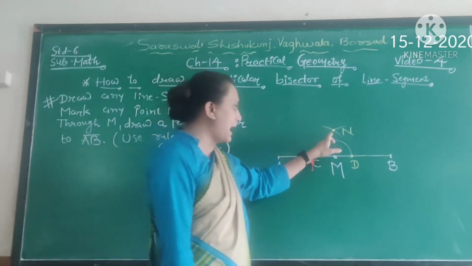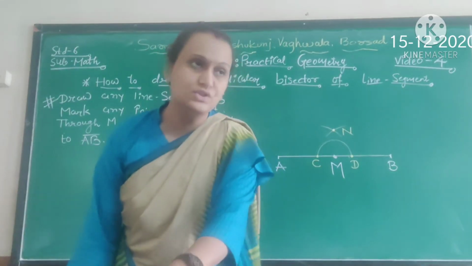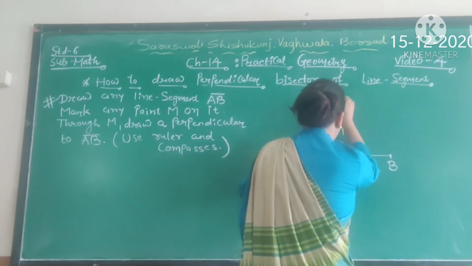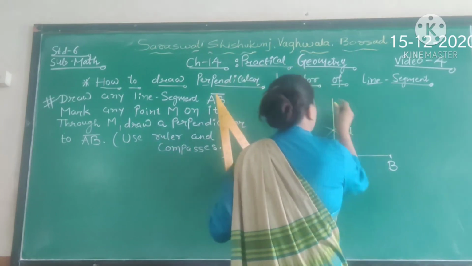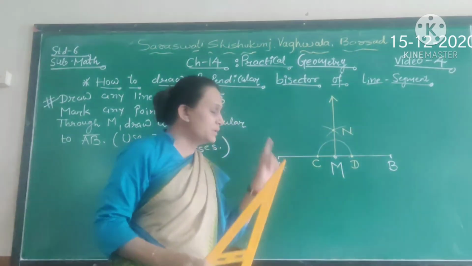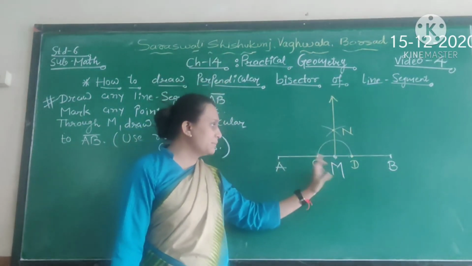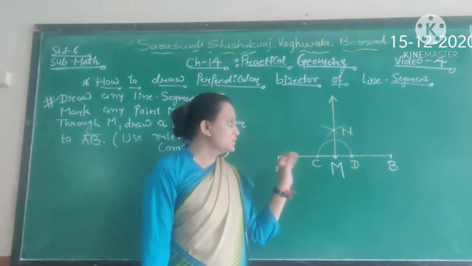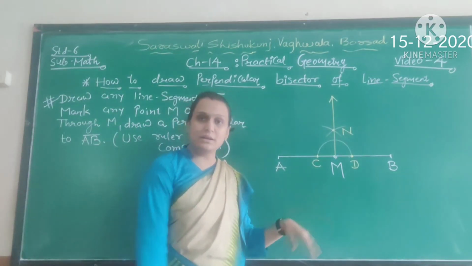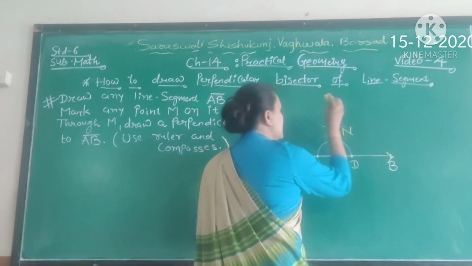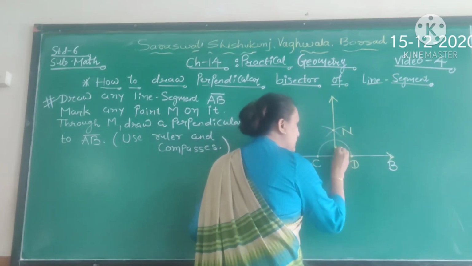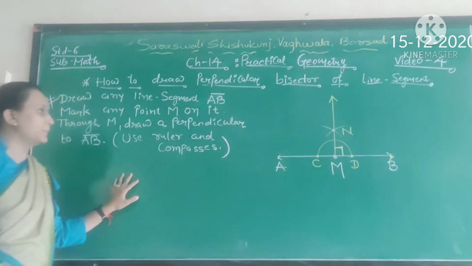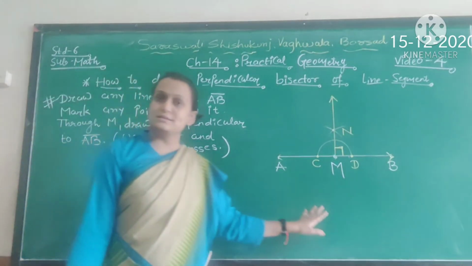Now we have to join N and M. So let us join it. With the help of the ruler, we are joining points N and M. Now you can see this is the perpendicular bisector of line segment AB with the given point M. This way you can construct a perpendicular bisector. Clear? Perpendicular always makes a 90 degree angle. So this way you can construct the perpendicular bisector of any line segment.